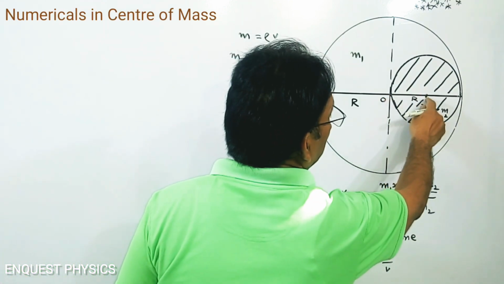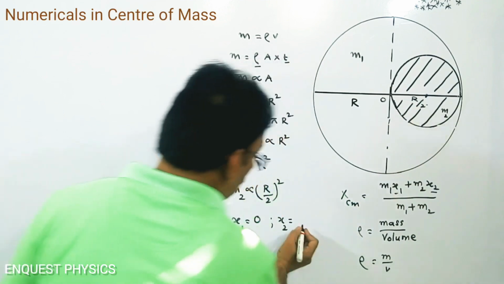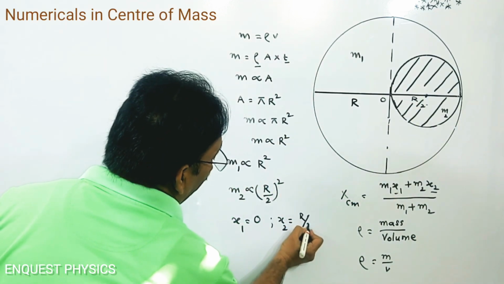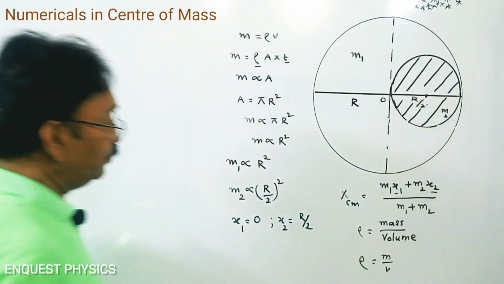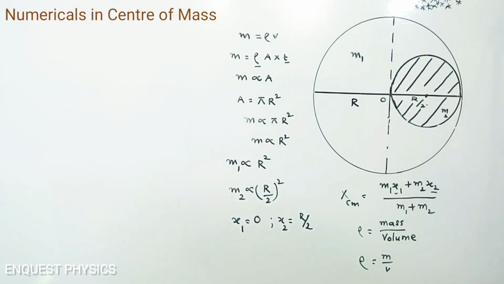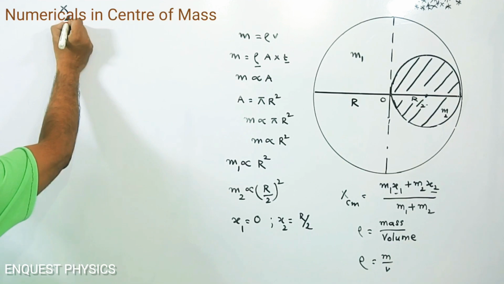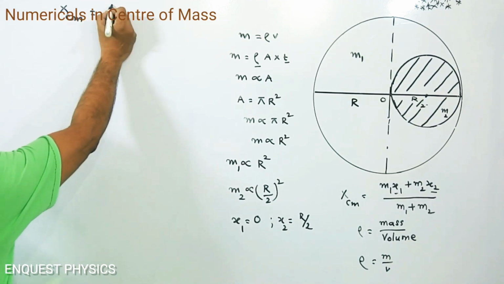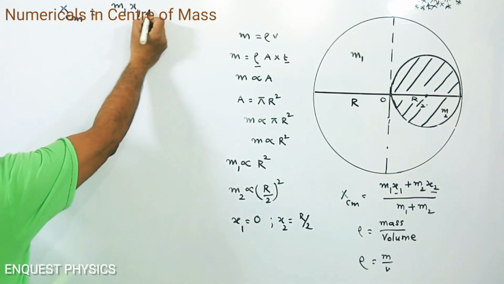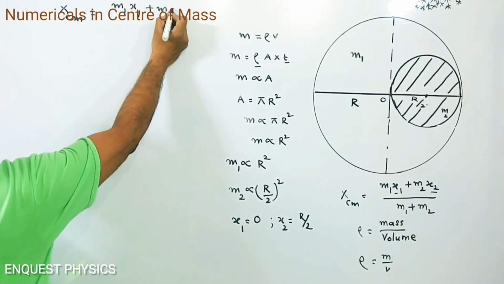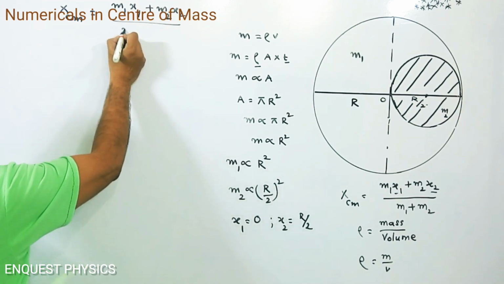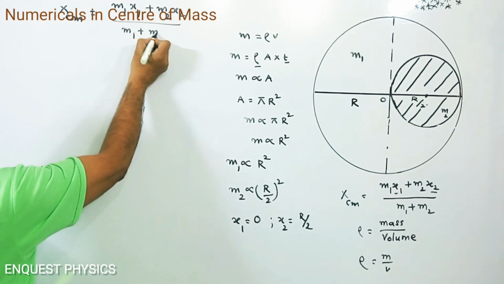x2, it is the distance. It is equal to r by 2, sorry. It is r by 2. Just substitute the values in, students. We will get xcm is equal to m1 x1 plus m2 x2 upon m1 plus m2.